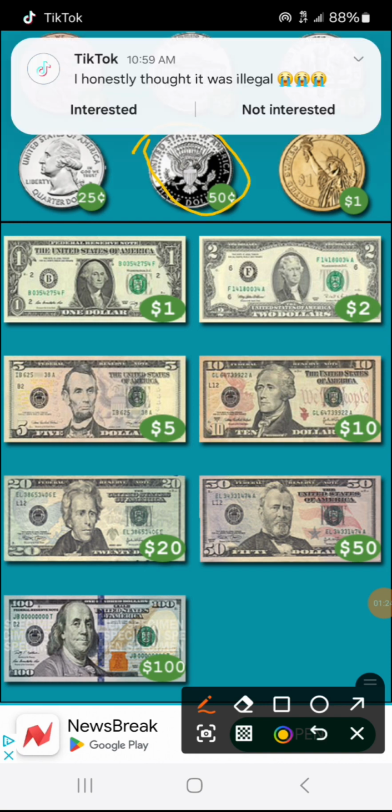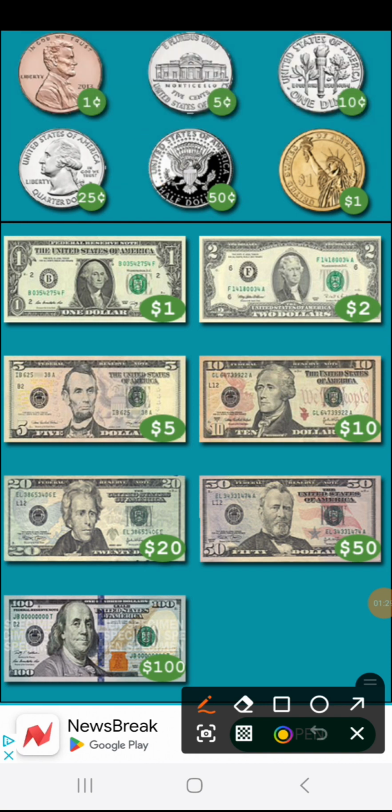It's called a half a dollar coin. A half a dollar coin? Yes. But it's very rare that you're going to see these two coins right here. It's rare to see the half a dollar coin and the dollar coin. Which these are the quarter, a penny, and nickel, and dime. Those are very common. Okay.